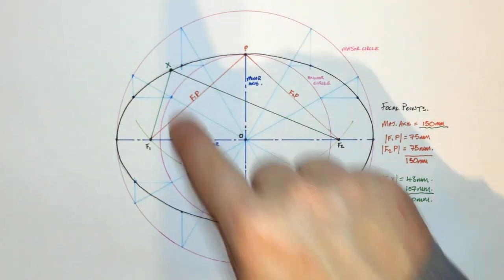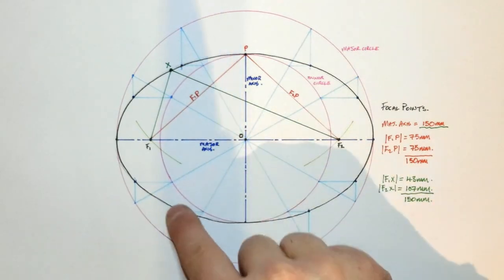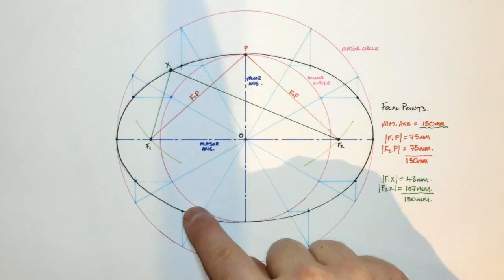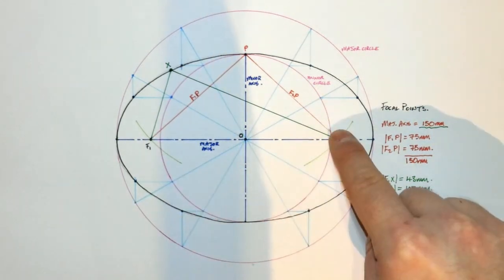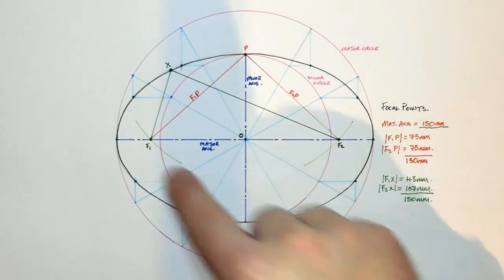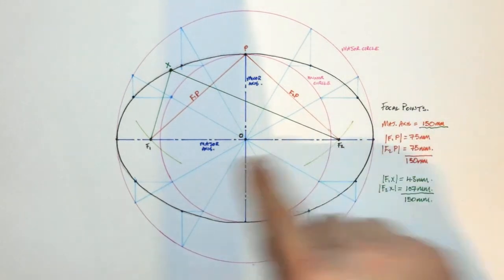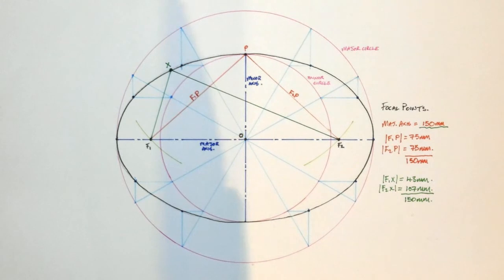So no matter what we do, if we have a point on the curve of the ellipse and we join it back to F1 and F2, when we add up the length of both of those lines we've created, it will always equal the length of the major axis. And that's really important to note. So just bear that in mind.